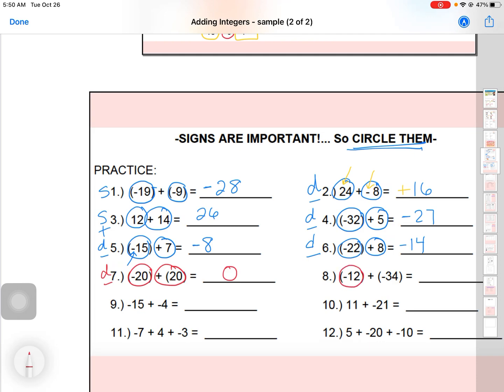Okay. Again, these parentheses are just holding that negative sign next to the number. So I've got 2 negatives. The signs are the same, so I'm going to add. And when I add them together, I get 46, and they're all negative, so it'd be negative 46 because all of the chips are the same color.